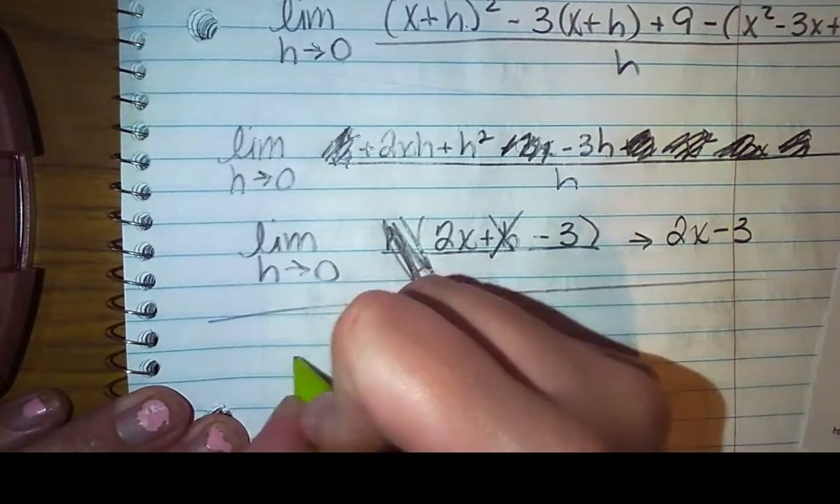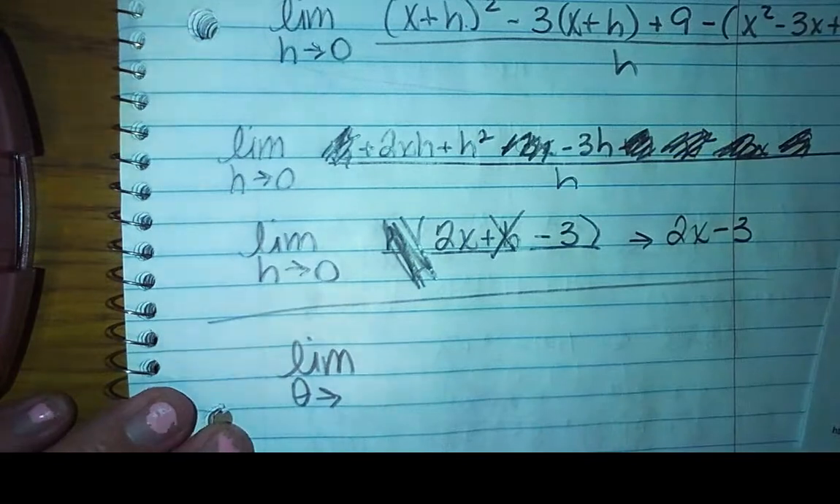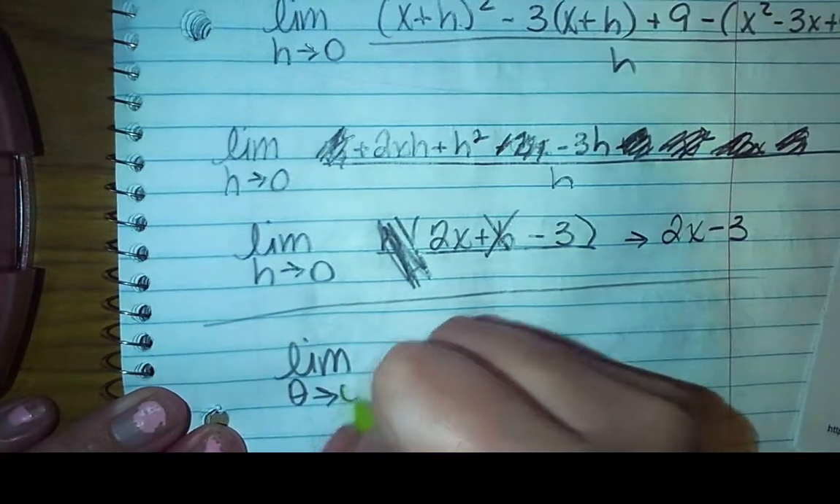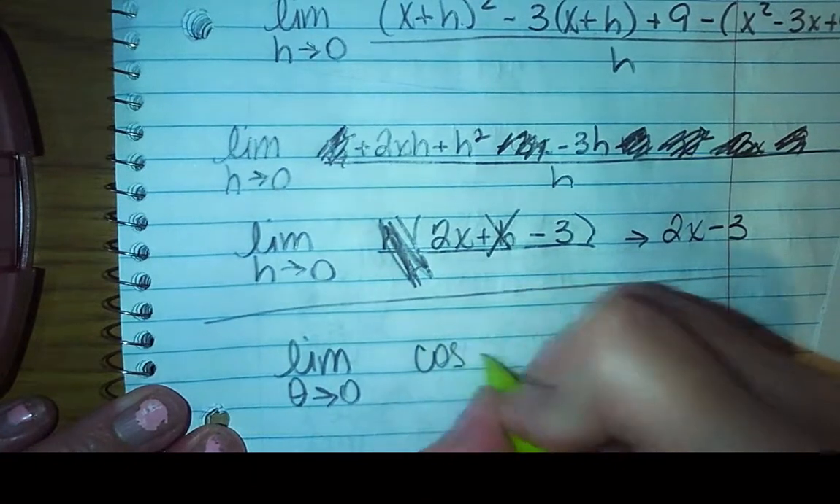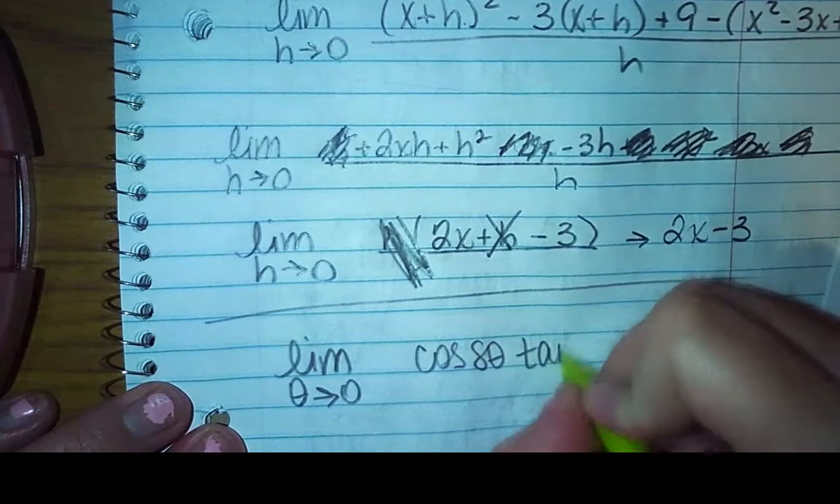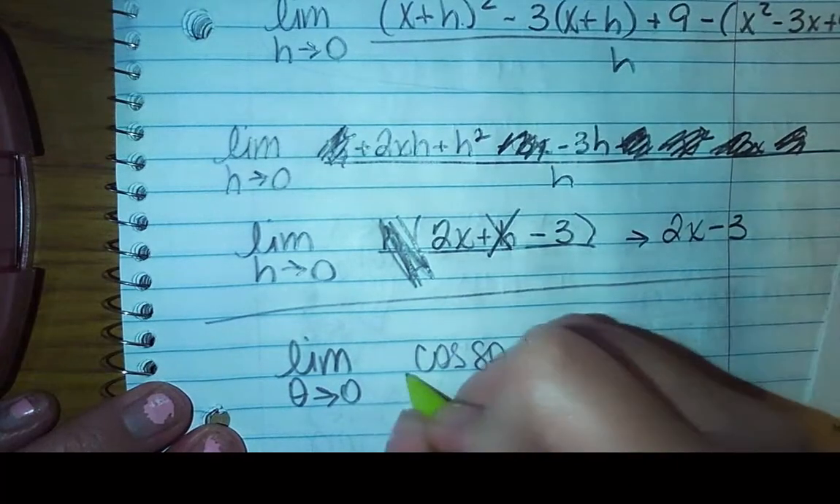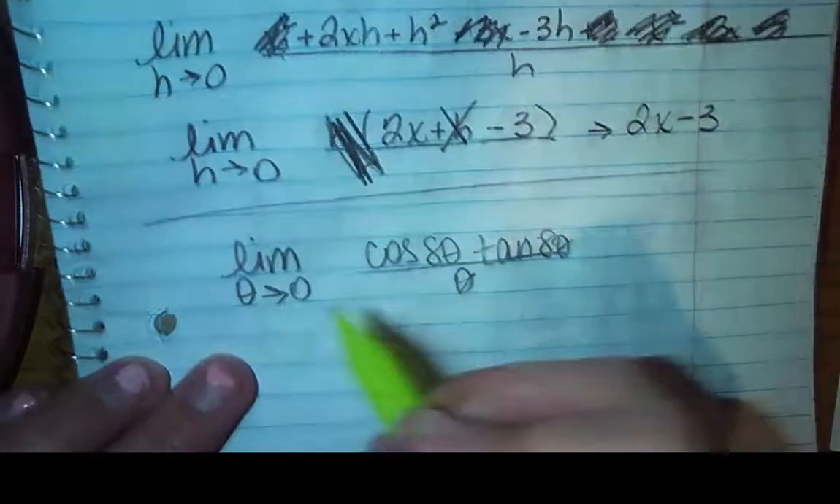All right, so let's try another one. We have a trig one. So I've got the limit as theta goes to 0 of cosine of 8 theta times the tangent of 8 theta over theta. So just remember theta is a variable. Okay, nothing precious, nothing whatever.